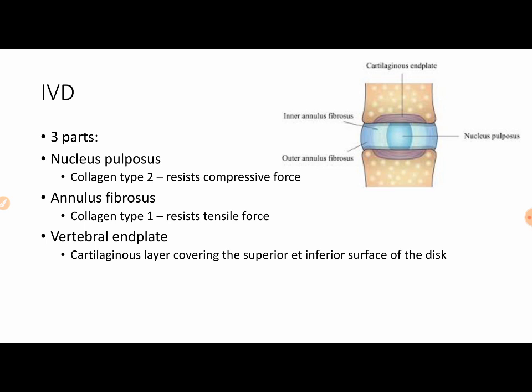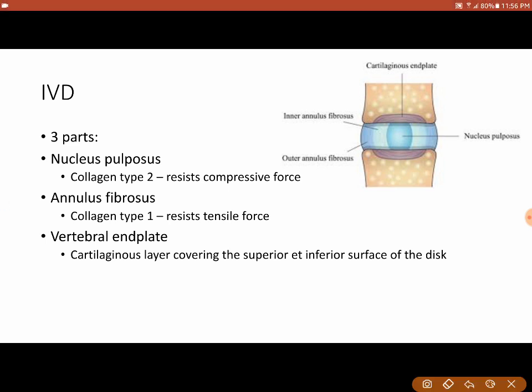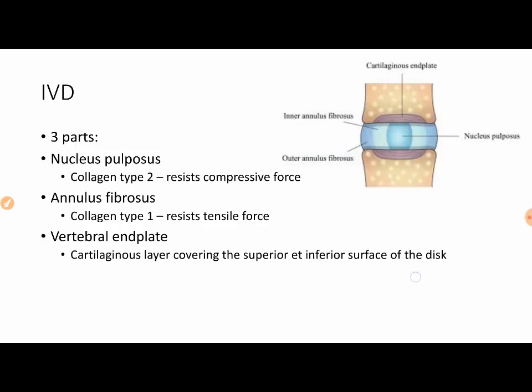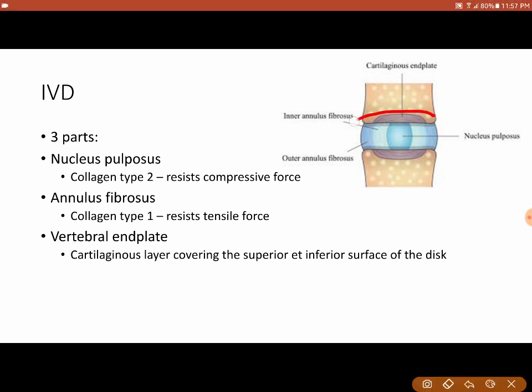Next is your intervertebral disc. Your intervertebral disc separates two vertebral bodies, and its main function is to increase available motion. This picture here is the anterior view of your spine. So your intervertebral disc has three parts.